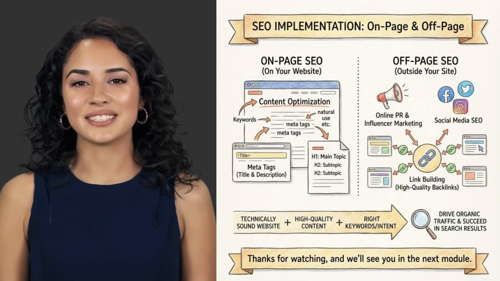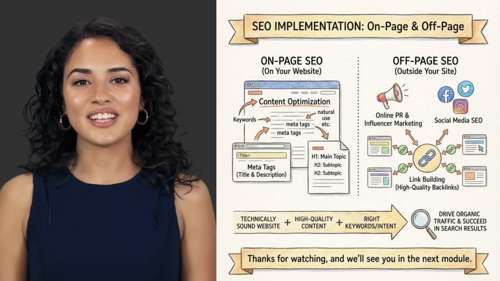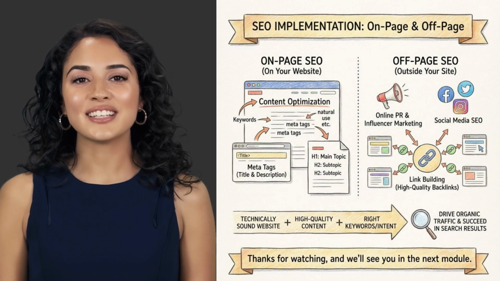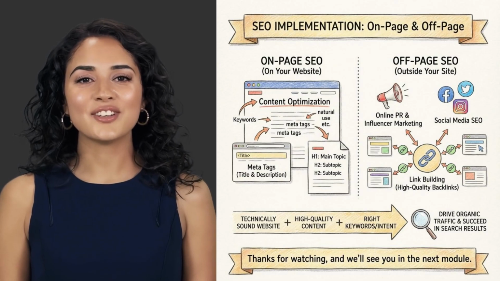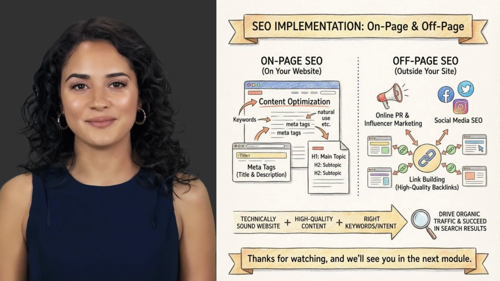To wrap up Module 5, remember that SEO implementation is divided into two main categories: on-page and off-page SEO. On-page SEO involves optimizing what is actually on your website, such as using keywords naturally in your content, optimizing your meta tags, and using proper header tags like H1 and H2 to structure your information.